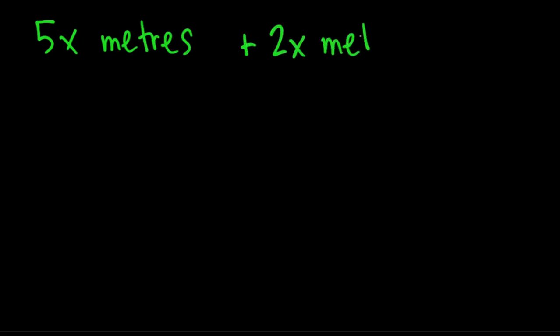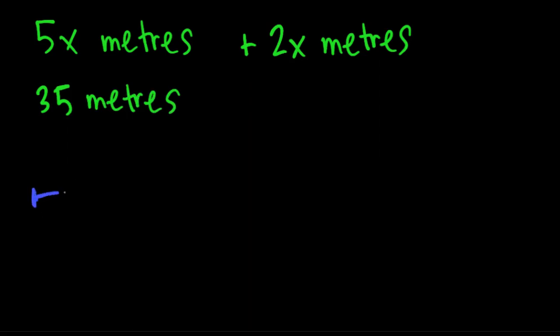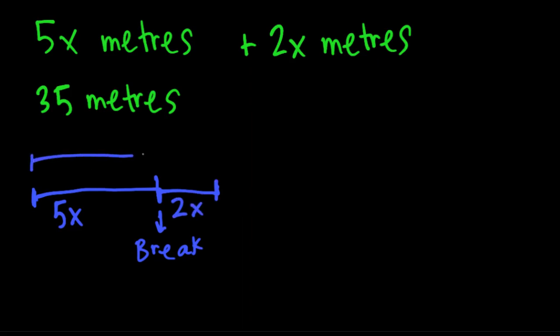A man runs 5x meters. He takes a break and then he runs another 2x meters. In total, he runs 35 meters. Okay, so if we're confused, we can always draw a diagram. So let's draw one. This is where he starts his journey. So let's say this is 5x meters. I'll just write that as 5x. Here he takes a break. And then he runs another 2x meters. And in total, all of this is 35 meters.